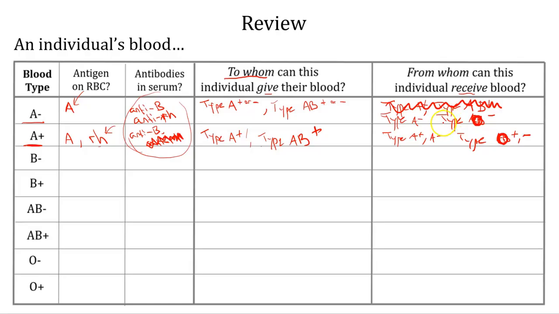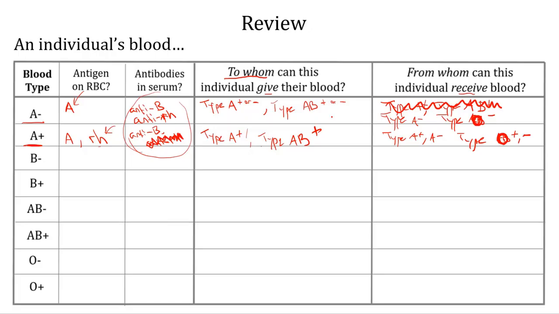Okay, I think this looks good. Now let me just double check here. You got an A antigen, and you got anti-B and anti-Rh. Good. If they have the A, you could give it to A positive or A negative, AB positive or AB negative. Yep, that's good. And then you could receive from A or O minus or A positive, A minus. Yeah. Yep, that looks good.